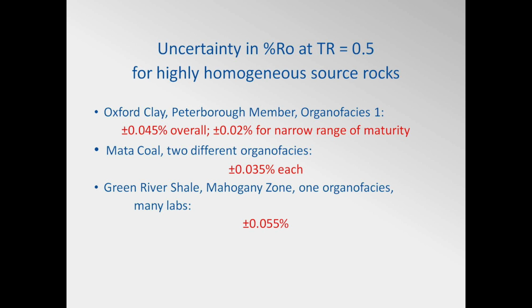For the mahogany zone in the Green River Formation, which is very homogeneous, the variation is slightly higher, plus or minus about 0.055% RO. I think the higher variation in vitrinite reflectance here represents greater variability in lab technique and equipment, since the analyses were carried out over many years by several different laboratories. I believe the variation in these Green River samples could probably be reduced to plus or minus 0.04% RO by working with a single laboratory.